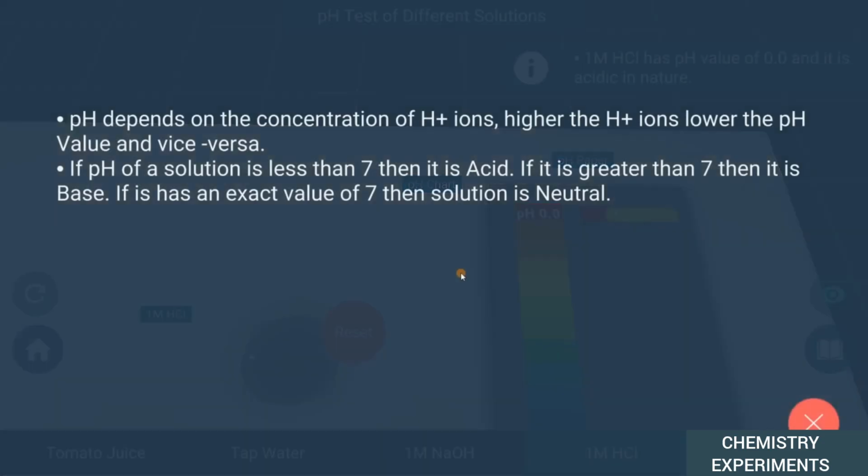pH depends on the concentration of H+ ions. Higher the H+ ions, lower the pH value, and vice versa. In conclusion, if pH of a solution is less than 7, then it is acid. If it is greater than 7, then it is base. If it has an exact value of 7, then the solution is neutral.